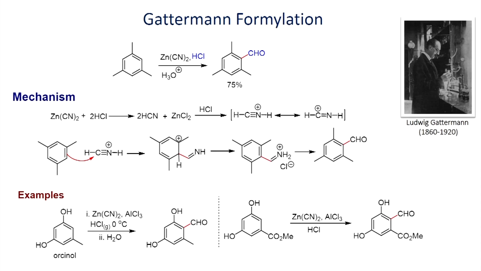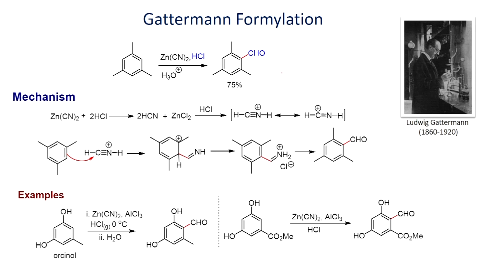Just now we have seen the Gattermann-Koch reaction, where you use the combination of carbon monoxide, hydrochloric acid and Lewis acid for the formylation reaction. In place of carbon monoxide, you can also use hydrogen cyanide. This is known as Gattermann formylation, and here the reaction condition is shown. Instead of hydrogen cyanide, since it is toxic, you can start with zinc cyanide and hydrochloric acid, and you can readily do the formylation. An example shown here, the mescaline can be converted into the corresponding aldehyde in good yield.